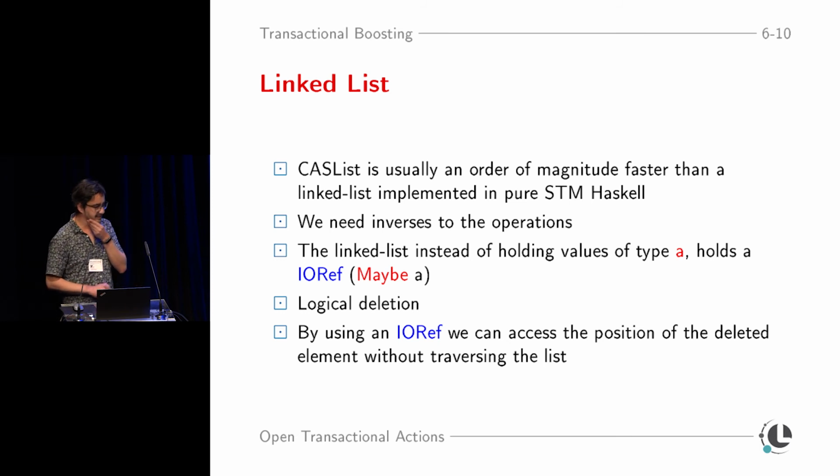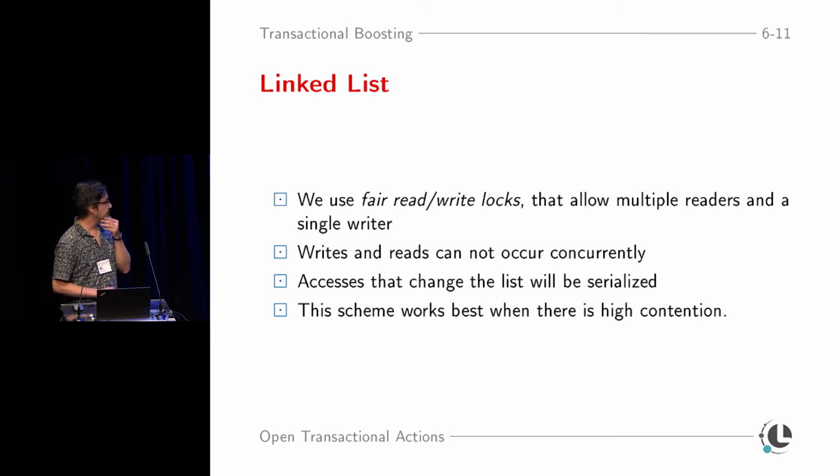And to access the linked list, we use fair read-write locks that allow multiple readers and a single writer. So writes and reads cannot occur concurrently, and accesses that change the list are serialized. So we expect this scheme will work best when there is high contention.